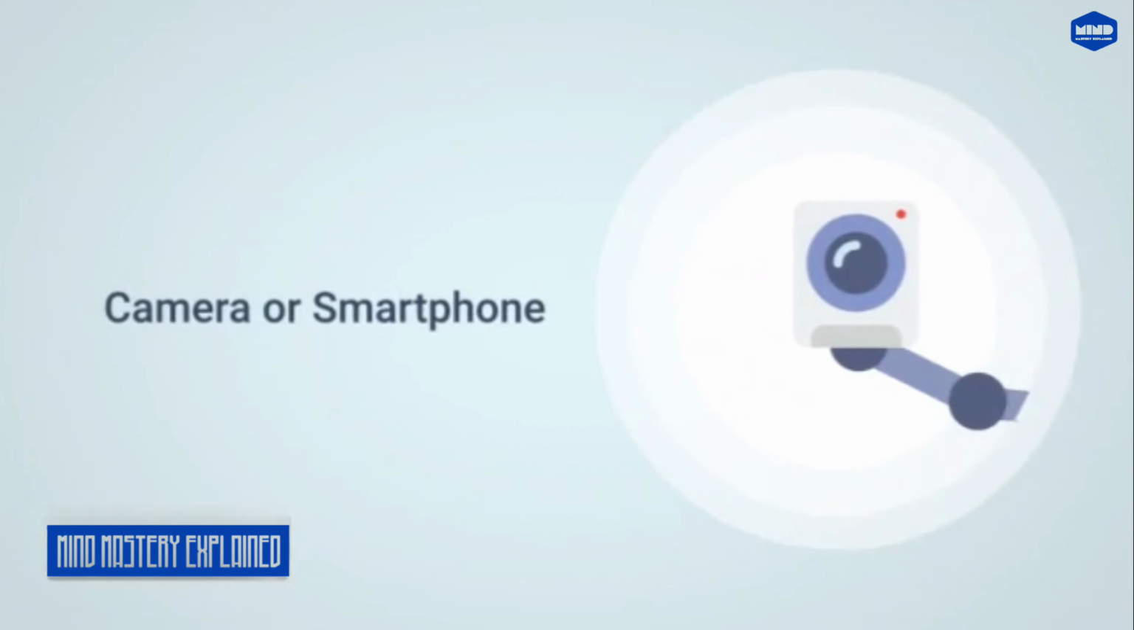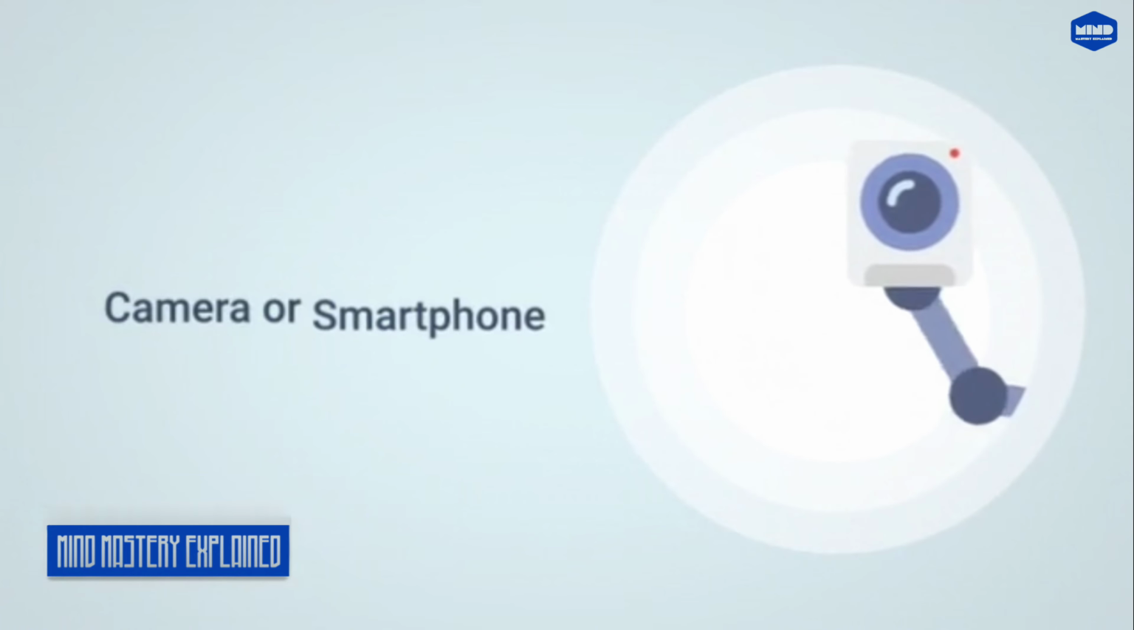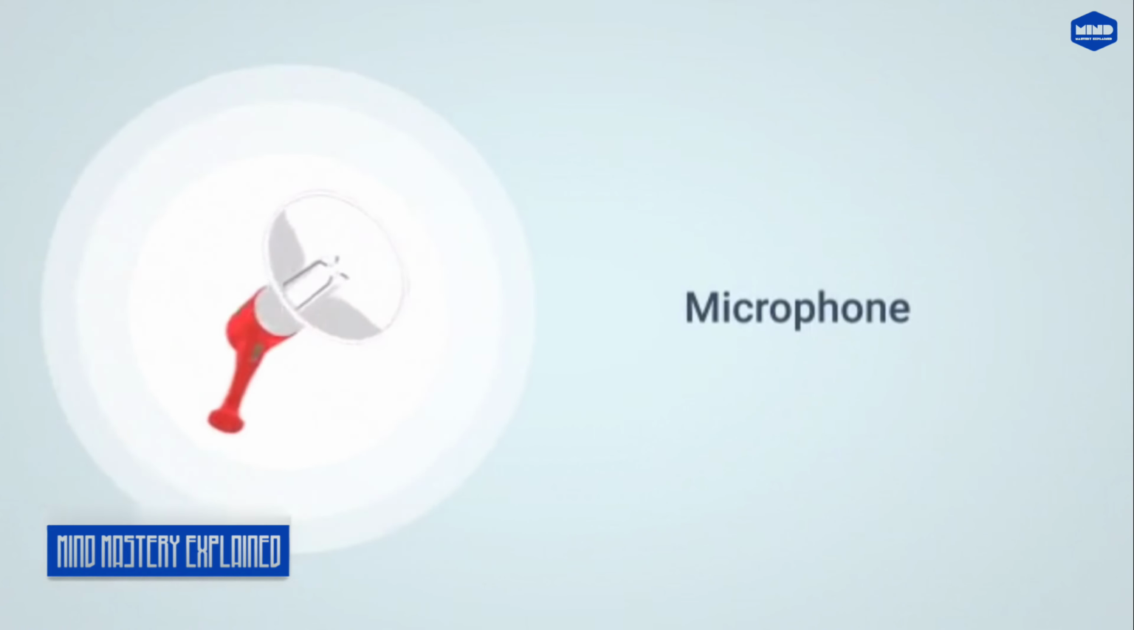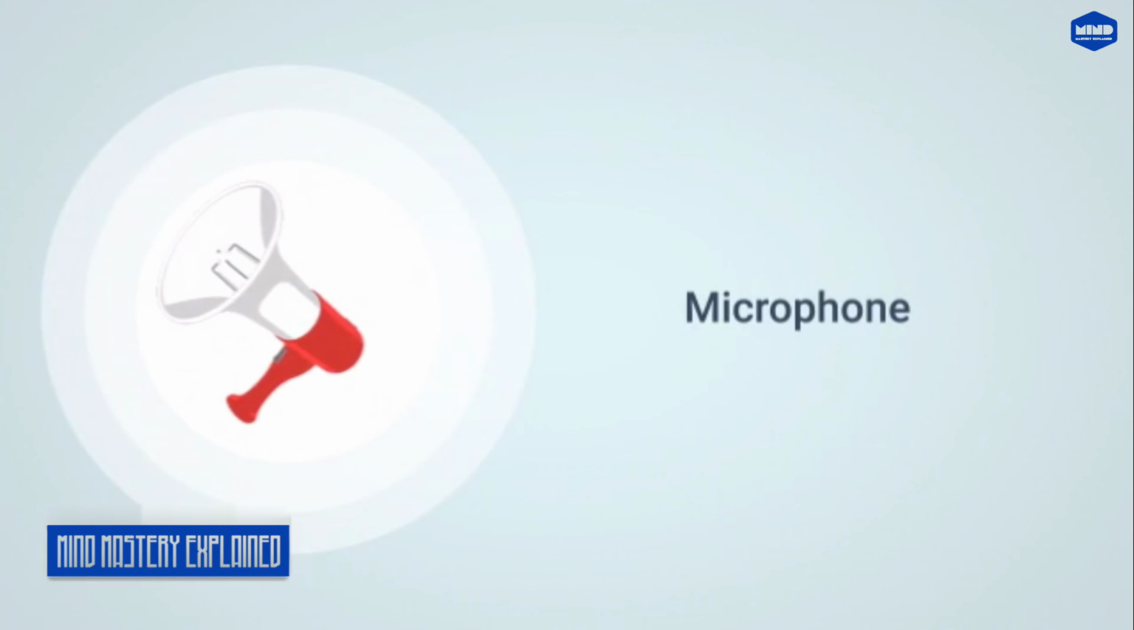Use your phone or webcam if you don't have a dedicated camera. Ensure it's stable by using a tripod. If possible, use an external mic for clearer sound. The built-in mic on your phone can also work.